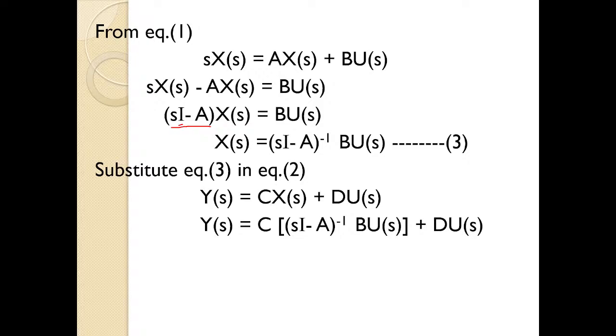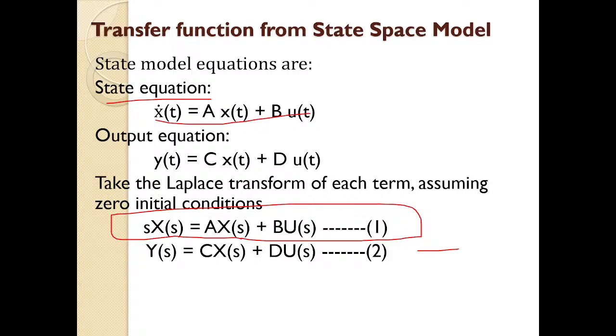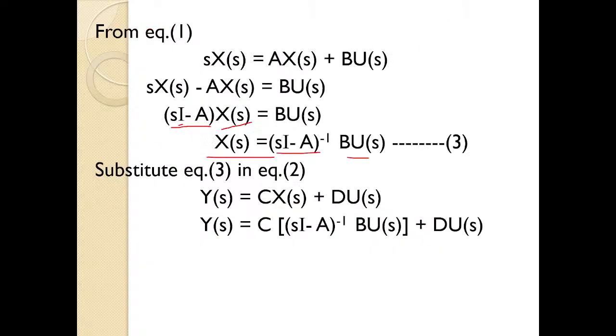Here, what is X(s) now? Send this (sI - A) to the right side: X(s) = (sI - A)^-1 BU(s). Now substitute X(s) in our equation number 2. What is our equation number 2? Y(s) = CX(s) + DU(s). So X(s), substitute in that, you will get Y(s) = C(sI - A)^-1 BU(s) + DU(s). So here I, as I already told you, is our unit matrix.